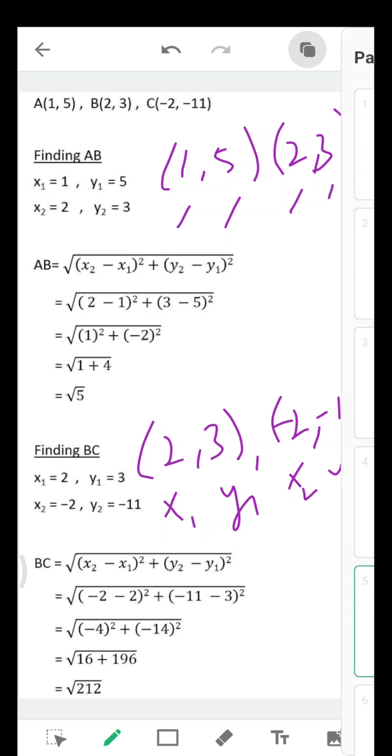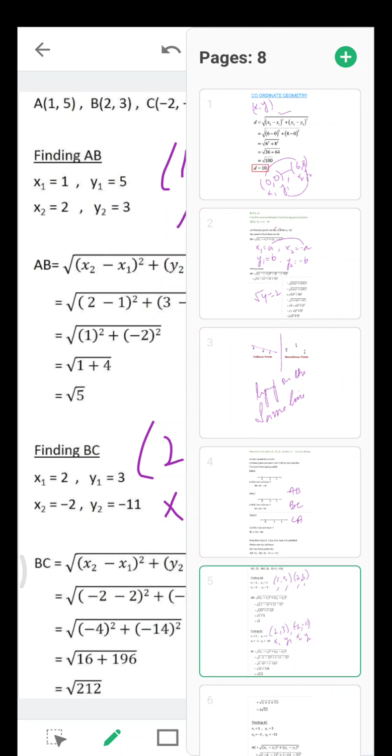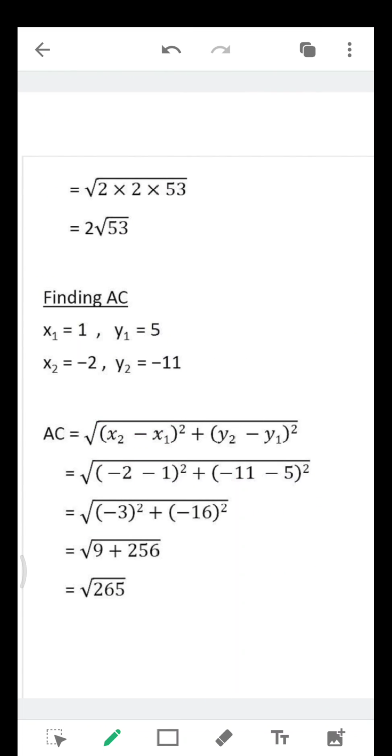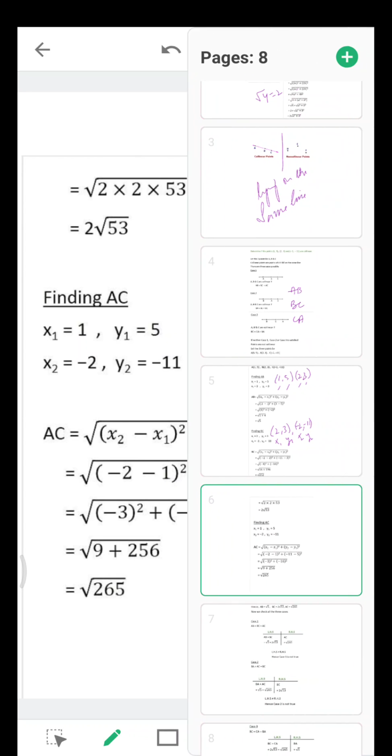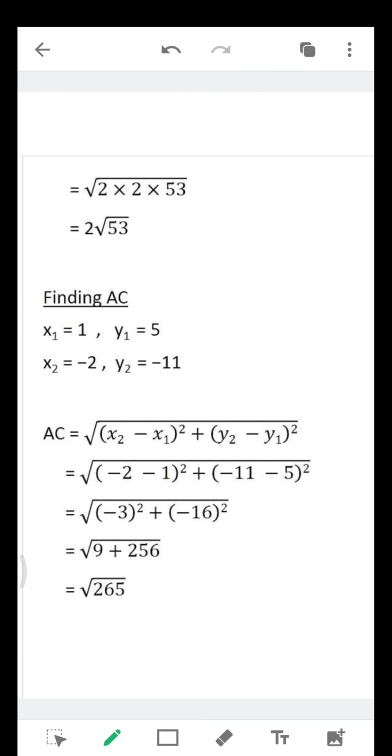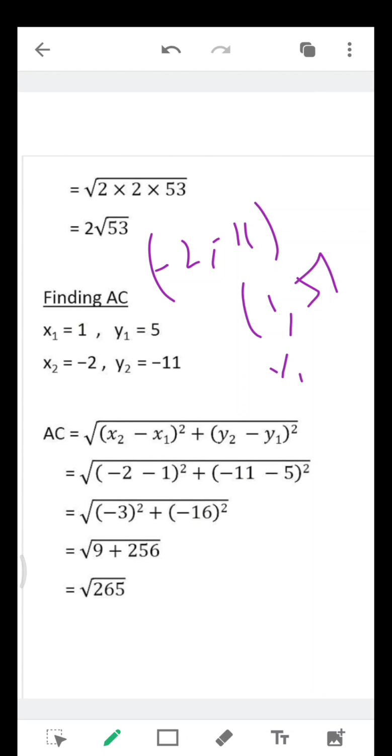So root 212, then what's left over? AB, BC, CA. So this root 212 can also be split as 2 root 53 units. Then CA. What are our C and A? C is -2, -11 and A is 1 comma 5. So -2, -11 and 1 comma 5. So this is your x1 y1 here.